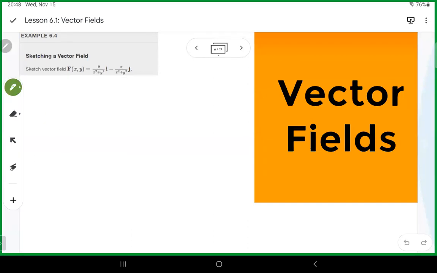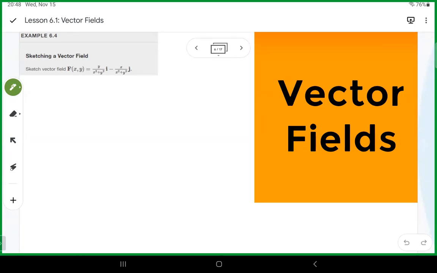Yeah. All right, so it says sketching a vector field. Sketch the vector field and gives you the field. And again, we're just going to use the same 4, 8, 12 points to find your vector fields, and you sketch them.